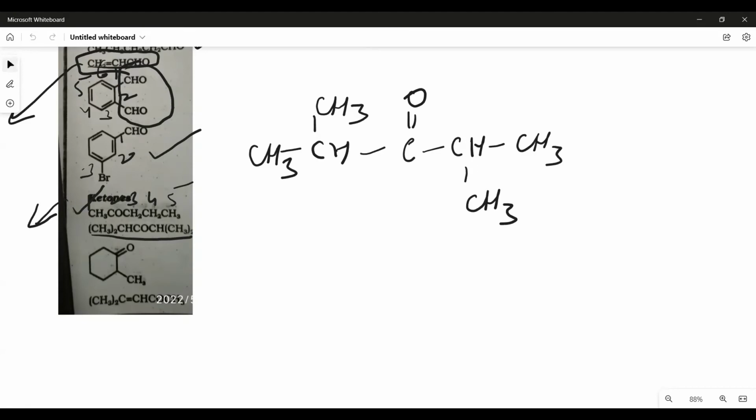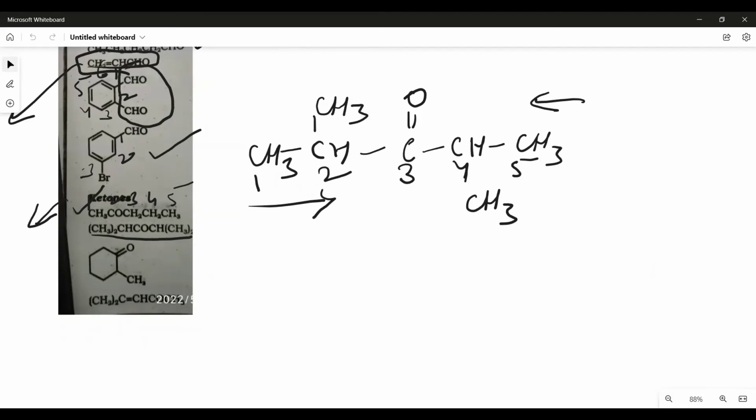CH3 whole twice में इस तरीके से structure formula हो गया. Now see, what will be the longest chain? 1, 2, 3, 4 and 5. Now, if you will see the numbering from this side or this side, the C double bond O will get the 3 position. Okay, it is a symmetrical compound.